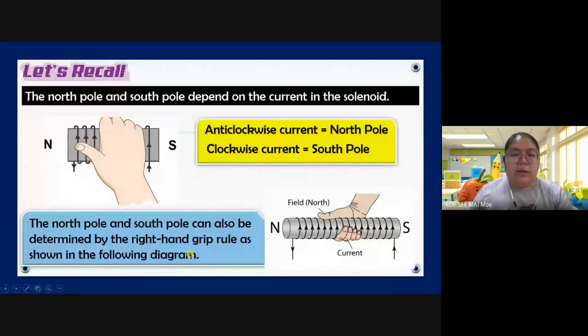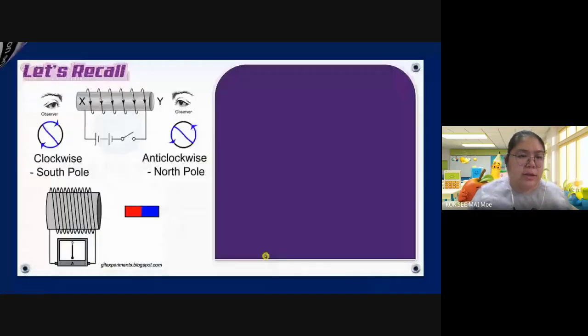Okay, then they show by following diagram. I show you this one. If you stand here, your eyes focus here, you can see the X. X is what? X is clockwise. Okay, if you stand at Y, that means you see the X is anti-clockwise. So anti-clockwise sure is a north pole. Okay, clockwise sure is a south pole.